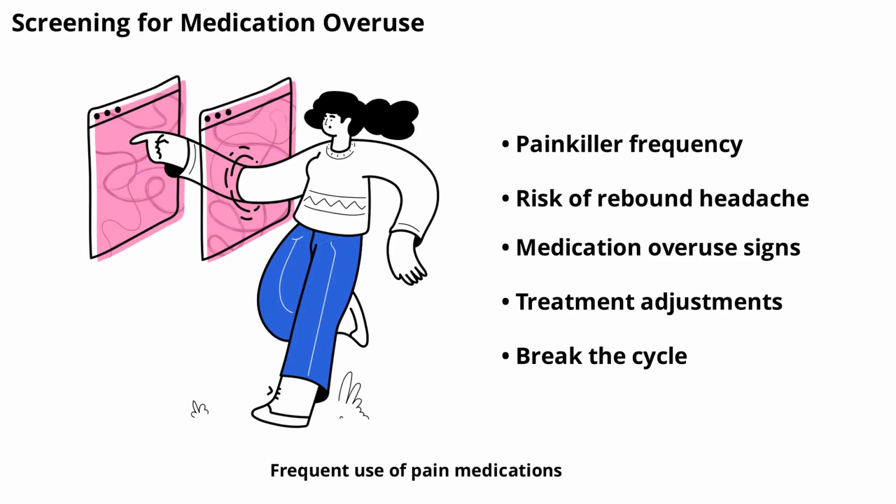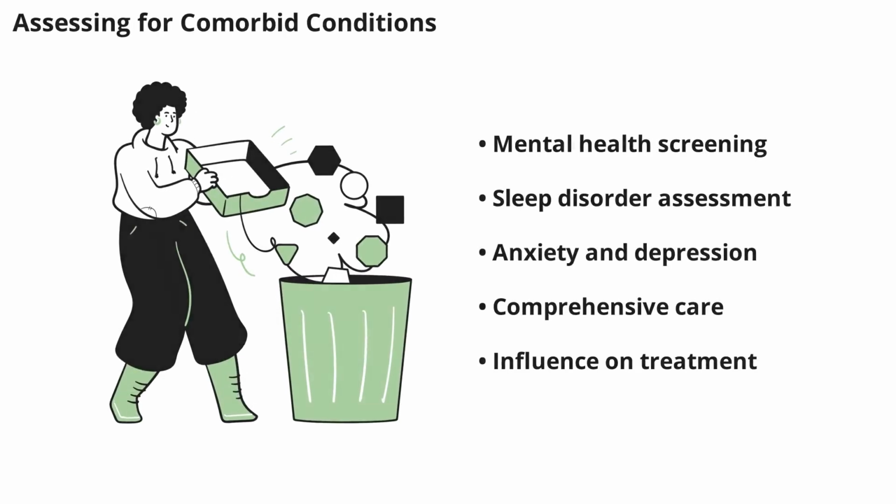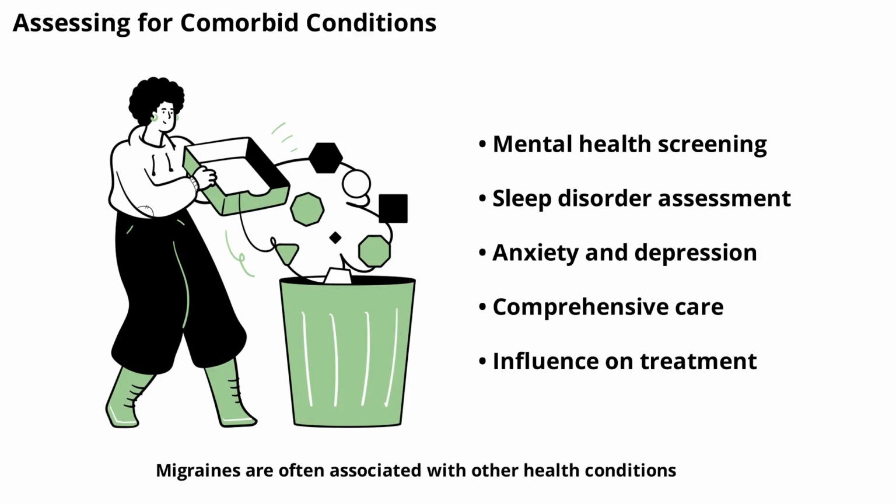Frequent use of pain medications can lead to medication overuse headache, which can complicate migraine diagnosis and management. Doctors will ask about your use of painkillers and other headache remedies. If medication overuse is suspected, your doctor may recommend changes to your treatment plan to break the cycle of rebound headaches. Migraines are often associated with other health conditions, such as anxiety, depression, or sleep disorders.